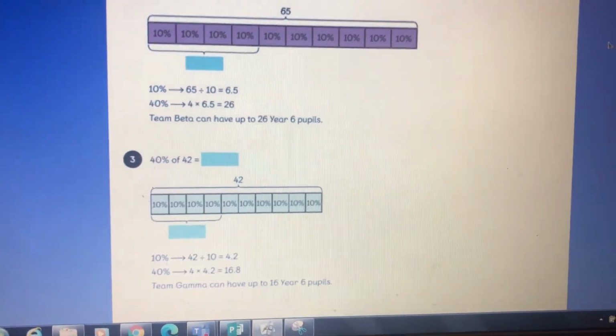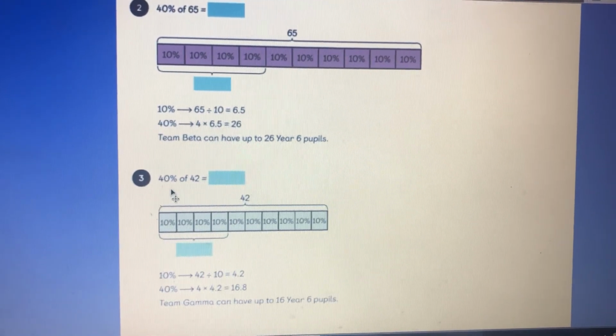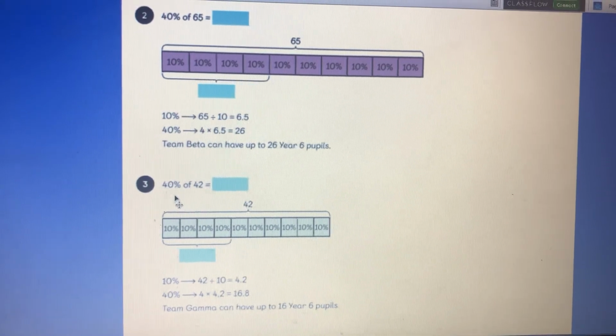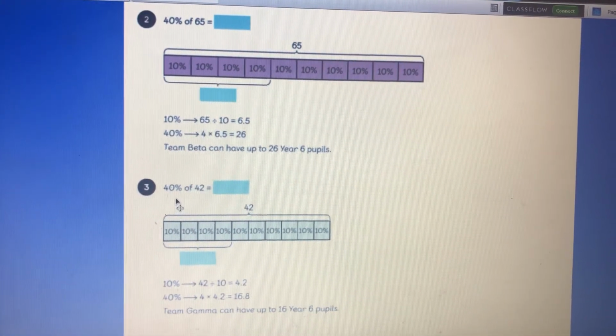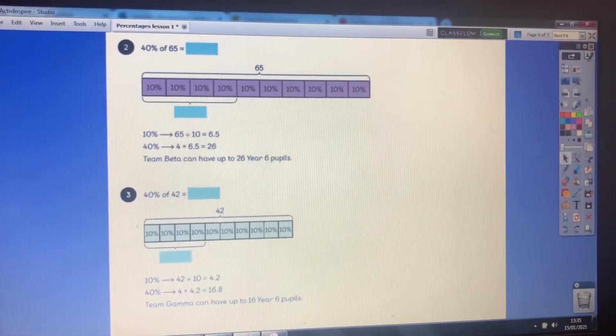So if we're finding a percentage that is a multiple of 10, you divide by 10 and then times by the amount of multiples of 10 in that percentage. So if it's 40%, you would divide by 10 times by 4. If you're finding 70%, you would divide by 10 and times by 7, and so on.